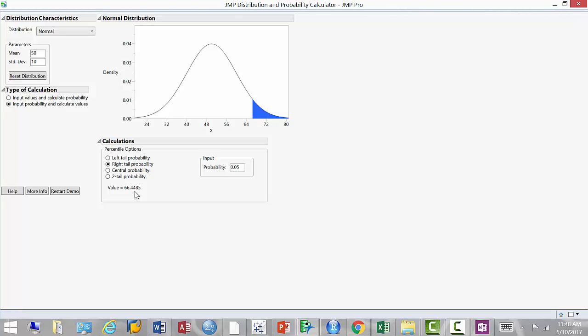So the most involved machines require not exactly 66 minutes, but 66 or longer, right? Because the area to the right from this value corresponds to longer times, right? In the right area, the right tail of the distribution. Make sense? Any questions? Easy, right?